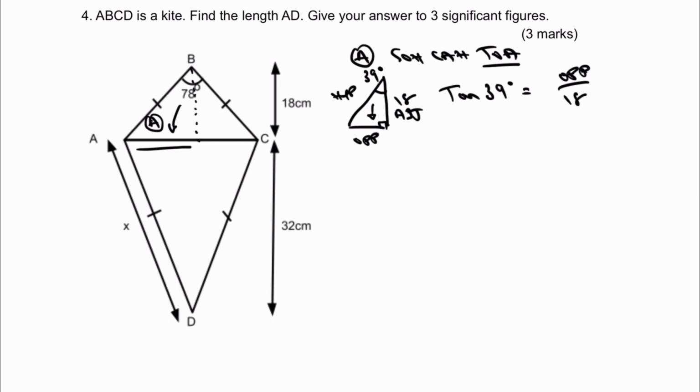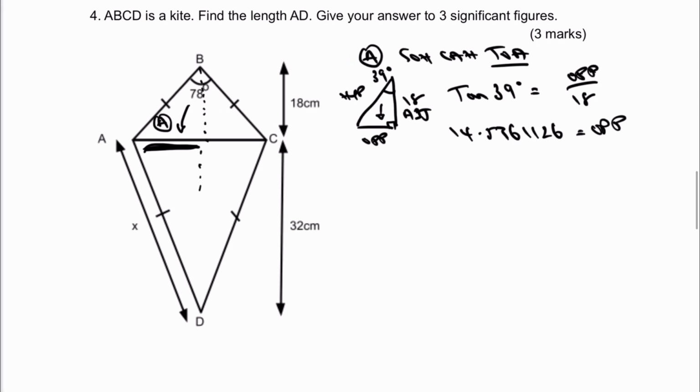Okay, so if I want to work out then the opposite, which is the line I'm looking for, I'm going to multiply tan 39 by 18, and I'm going to get that this is 14.5761126 equals the opposite. Okay, so that's basically this length over here. So I can actually now create myself another right angle triangle, and now I can use Pythagoras to be able to work out triangle B.